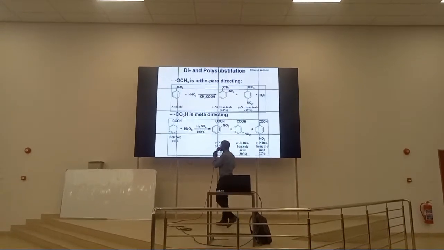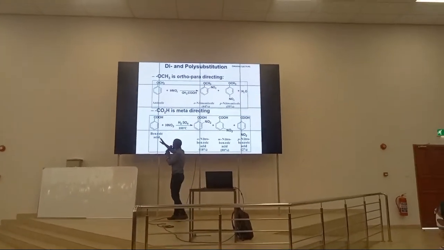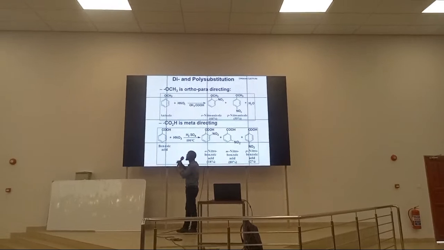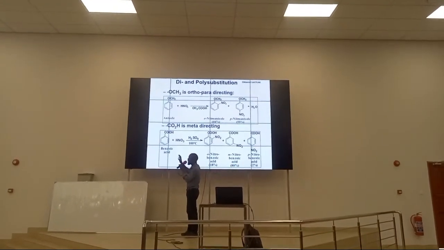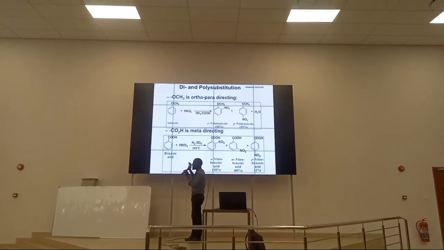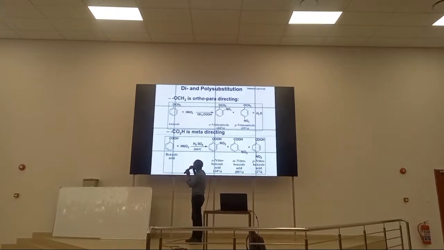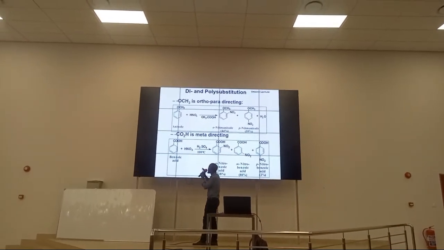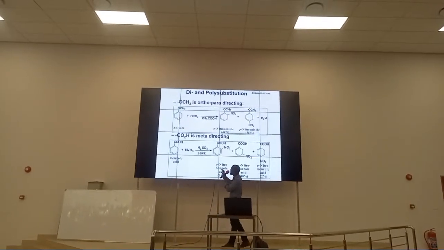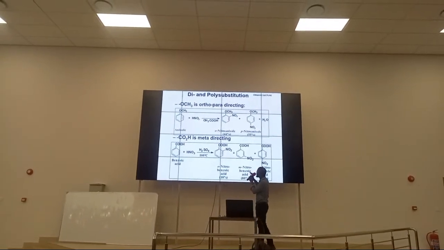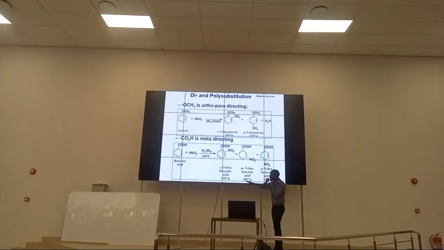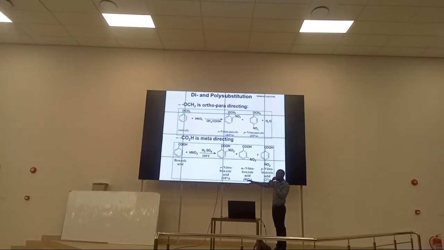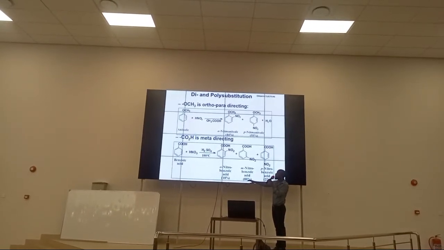The situation is different when we use benzoic acid now, which has that carboxyl group that has different directing effects. The carboxyl is a meta-director. So because it's a meta-director, nitration here will predominantly occur at the meta position. So we see 80% yield for the meta product.